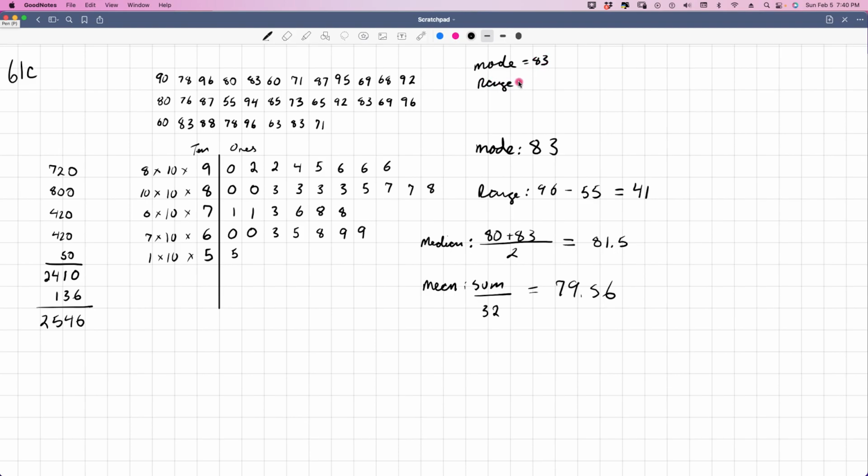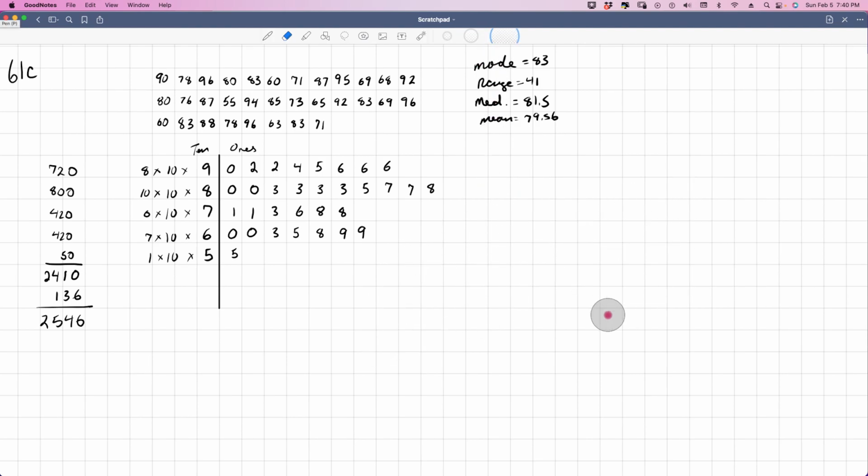Range is 41. Median is 81.5, and the mean is 79.56.